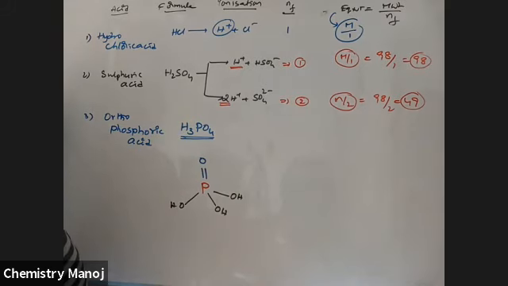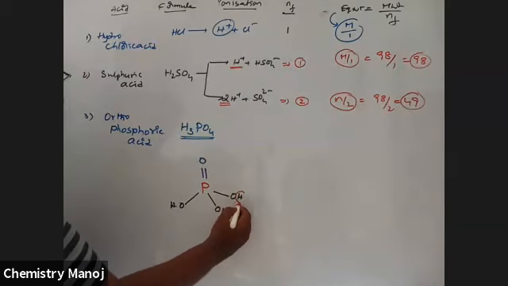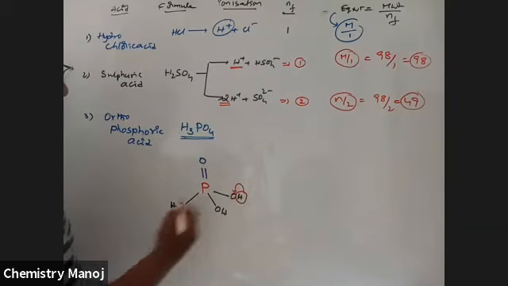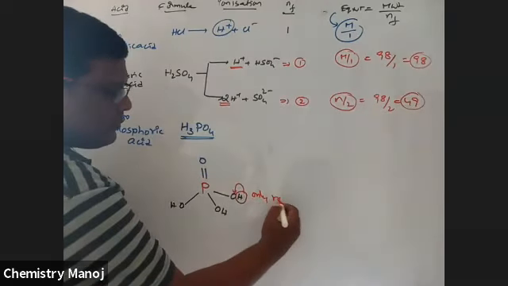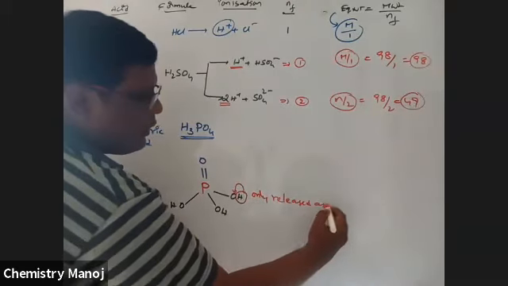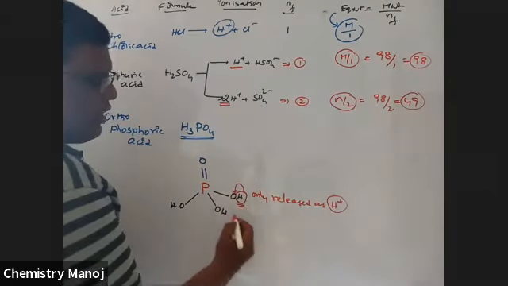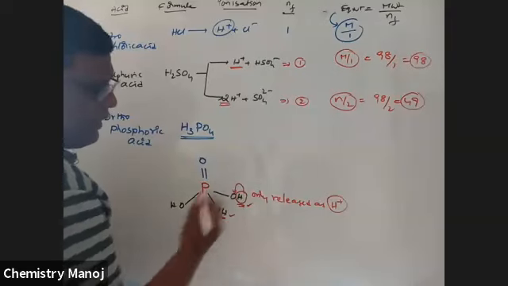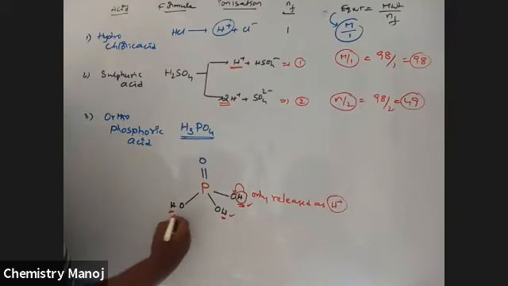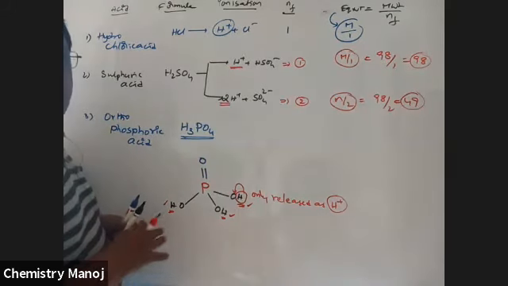So listen, my dear boys, those hydrogens which are bonded to oxygen are only released as H plus ions. So see here, this is the hydrogen connected with oxygen, that means it is released as H plus ion. This is also connected with oxygen, released as H plus ion. Here also hydrogen connected with oxygen, released as H plus ion. That means the three hydrogens are replaceable hydrogens.